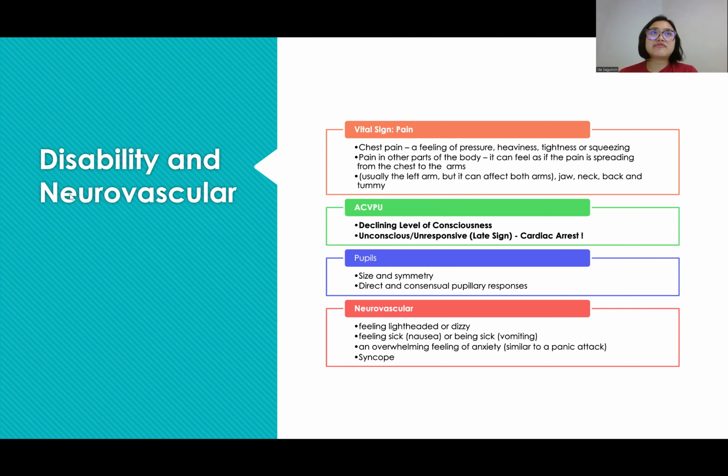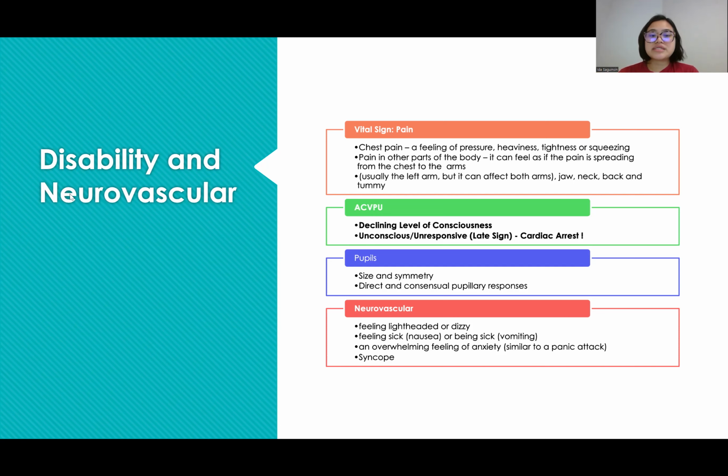For the pupils, we have to check. Normally as the patient gets sicker, we might notice that the patient's pupils constrict, but if the cardiac arrest is caused by anything else, like medication, the pupils might dilate. It depends, so we have to assess and correlate the information that we get.